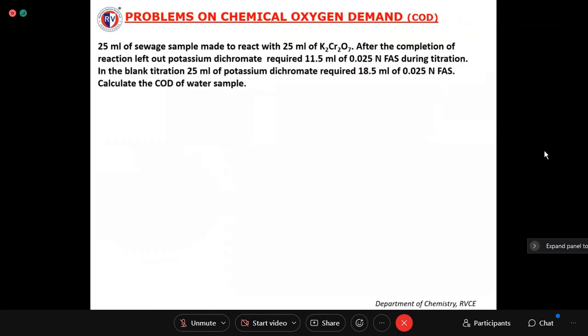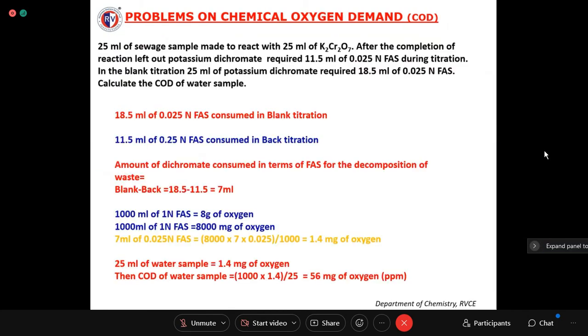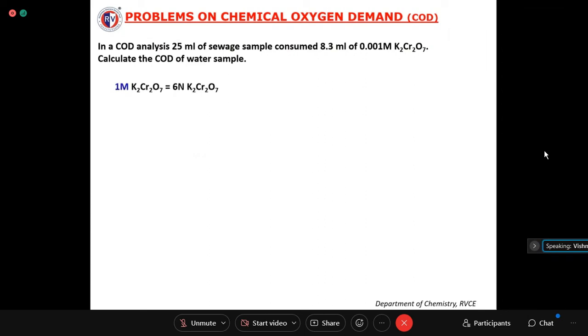Just as sir mentioned, I will show you one problem. It is a bit different. Please note down this problem. In COD analysis, 25 ml of sewage sample consumed 8.3 ml of 0.001 molar K2Cr2O7. Calculate the COD of the sample.